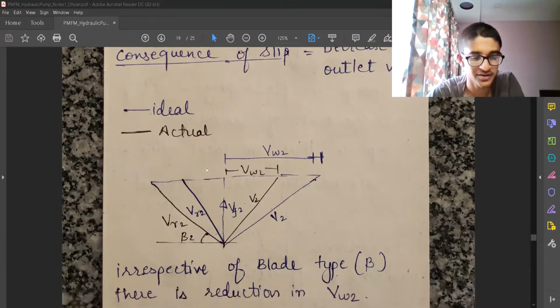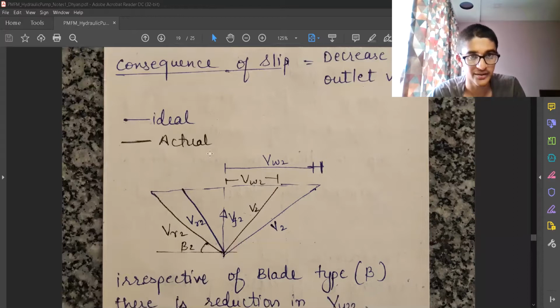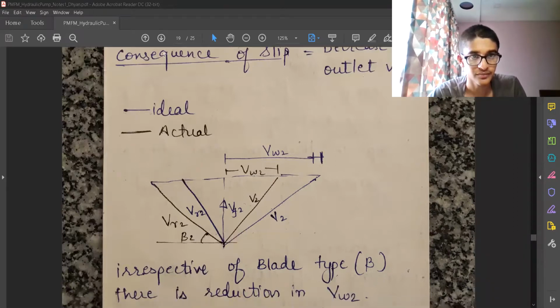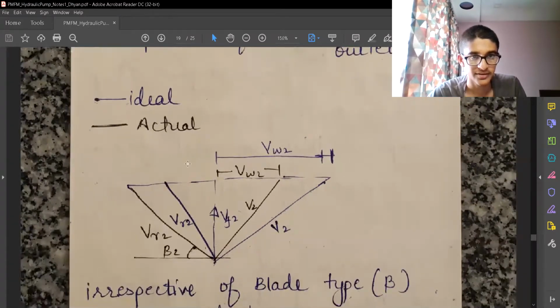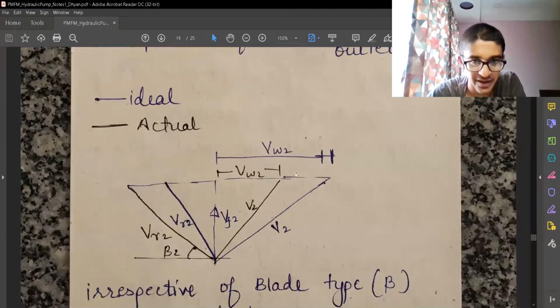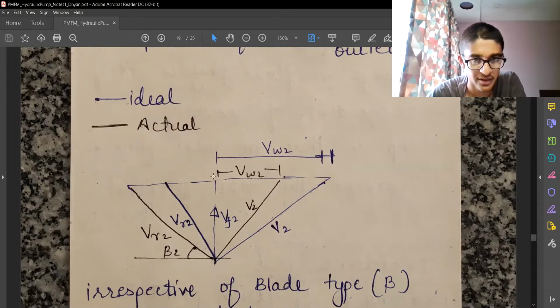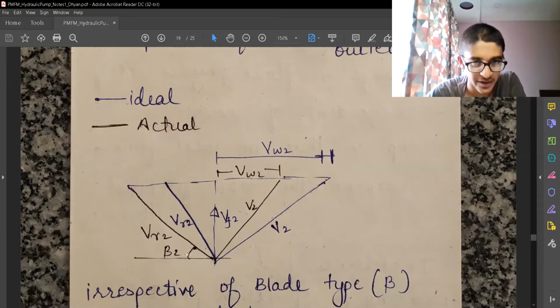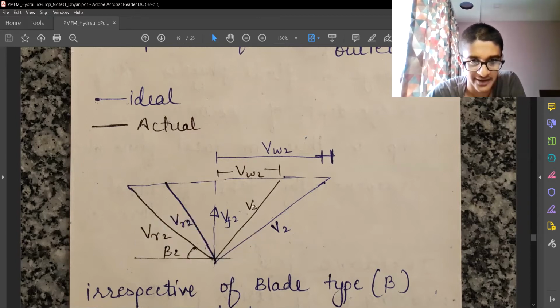So let's look at the velocity triangle changes at the outlet. The blue ink ones show the ideal, and these are the actual ones which accommodate for slip. So we can see that the beta 2 angle has reduced. This is the original VR2. The actual VR2 is here. And similarly, we can see the change in V2 and VR2. VW2 is also changed.